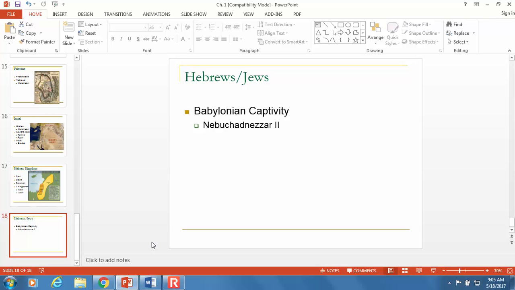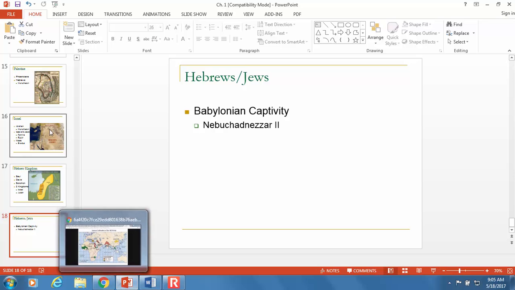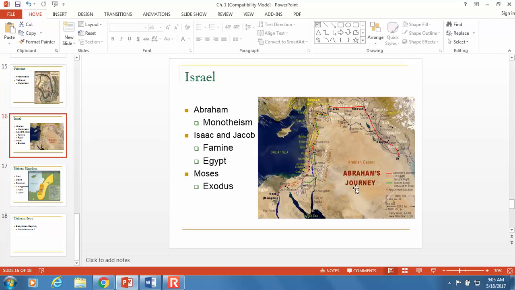Now, not all of your Hebrews, and I will say Jews at this point, not all of your Hebrews fled or left Babylonia. Some of them had become so indoctrinated, so absorbed in the Babylonian customs and culture to where they didn't leave, they remained. Okay? But it's been a lot. These people have gone through a lot.